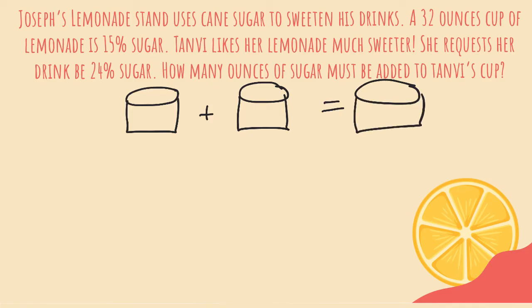Okay, let's fill some of this stuff in. We start with 15% sugar. We start with 32 ounces. We are going to add what? Sugar. We want that to make it more sugary. We want it to be 24%, not 15%. We don't know how much sugar we're adding, but we know we're adding pure sugar. If we're adding pure sugar, my percent at the top here has to be 100%.